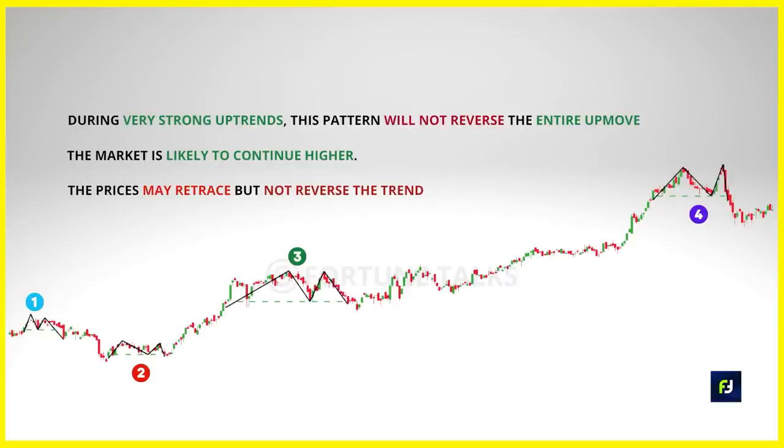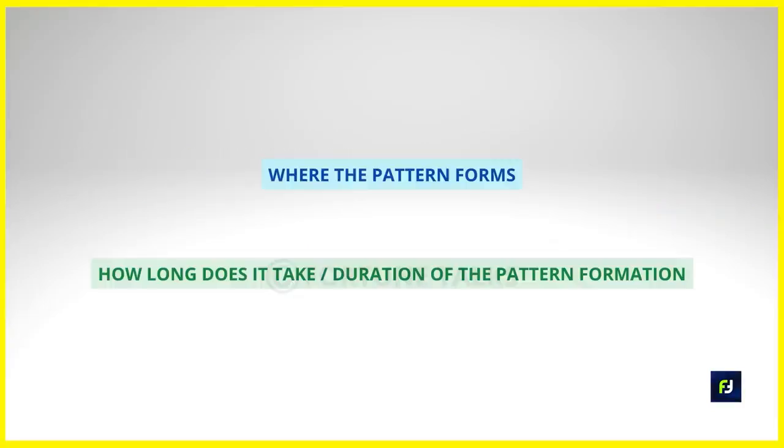For example, if you spotted a double top when the market is in a strong uptrend, the chances are the market will continue heading higher, and the last thing you want to do is to go short or trade against the trend just because you have spotted a double top chart pattern. So there are two important things that you must pay attention to when trading a double top chart pattern. First of all, you need to see where and how the pattern forms, and secondly, how long does it take to form or the duration it takes to form the pattern.